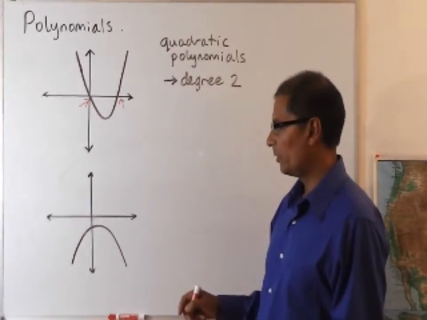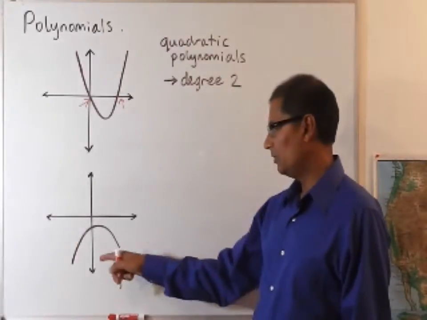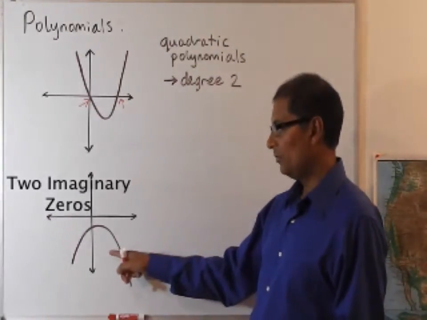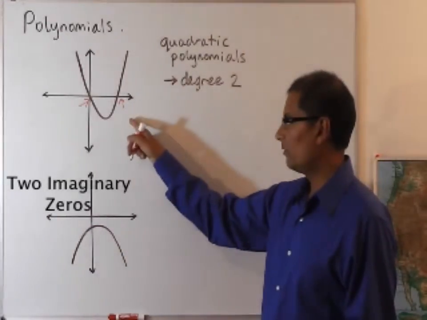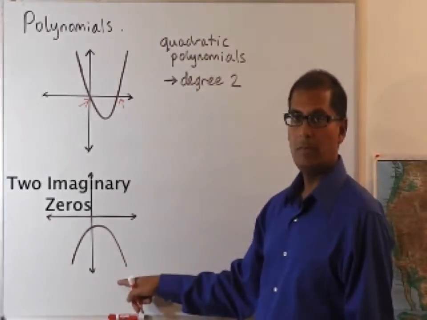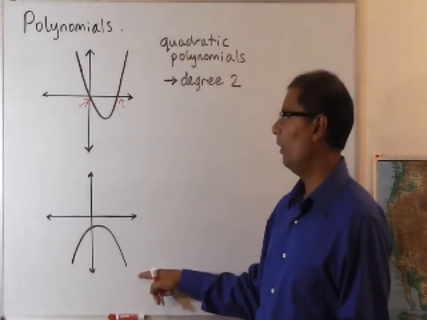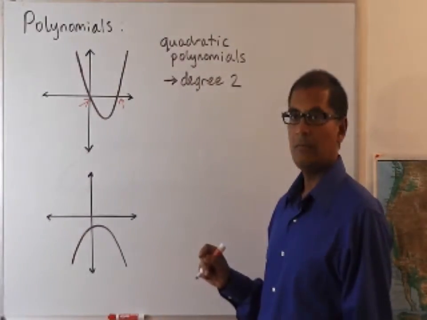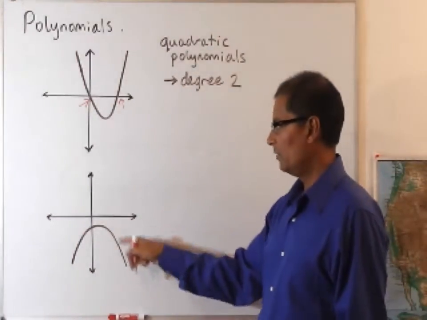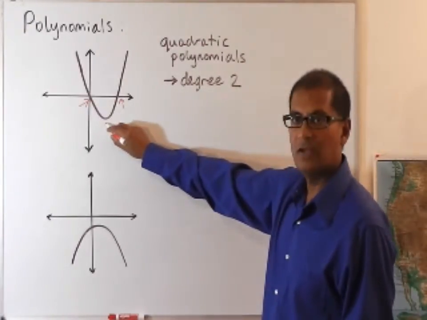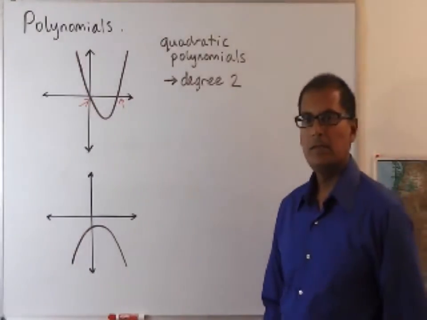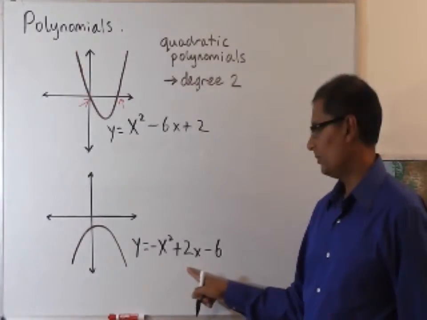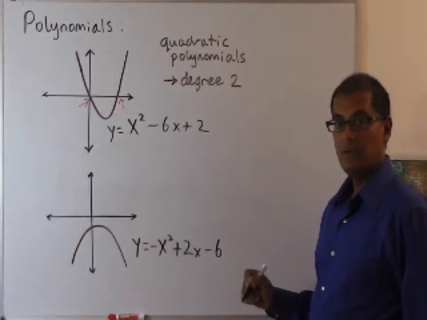Here's another quadratic polynomial. It's opening down, and we can see that this polynomial has no real zeros. So in this case, it has two zeros, but they're not real. Up here we have two real zeros, and here we have two what we call imaginary zeros. We'll see how to find these zeros as we go along. Also notice that with degree 2, it has at most one turning point. Each of these quadratic polynomials just has one turning point, right where it changes direction, here and here. These functions are the graphs of x squared minus 6x plus 2 and minus x squared plus 2x minus 6. So these are quadratic, degree 2 polynomials.